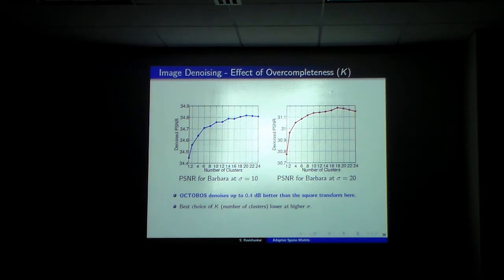Because at some point, overfitting to the noise comes into the picture, so just learning more clusters does not necessarily lead to better denoising. But until a certain point, you learn richer and richer models, and that helps, particularly for images like Barbara, where you have a lot of different textures.